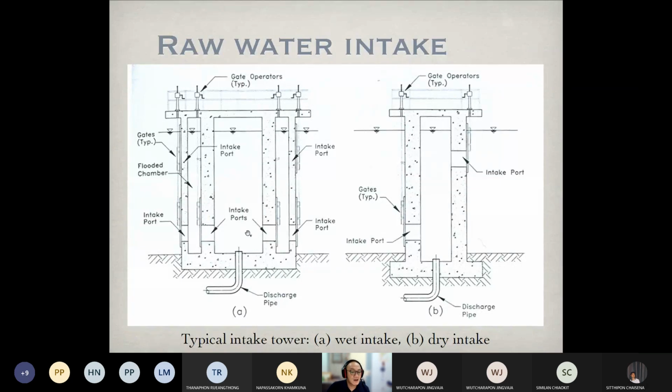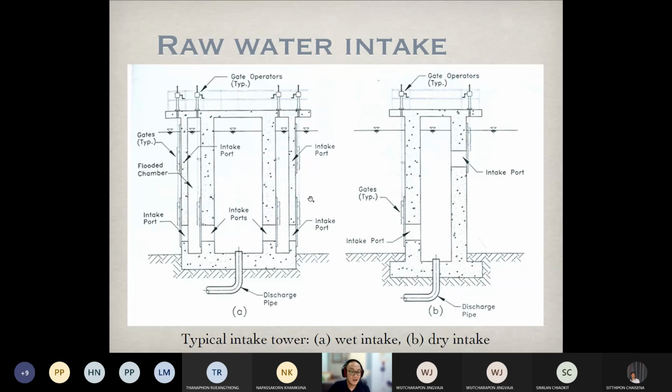This wet intake essentially consists of a flood chamber outside. There are basically two chambers. Water enters the intake facility and is kept inside the central part. Water is withdrawn from this chamber. This is the discharge pipe. This pipe brings the water inside the intake structure and sends it to the water treatment plant.